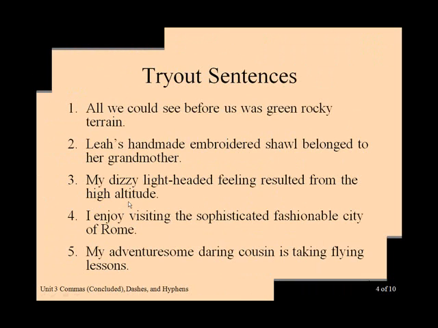Let's do some sentences. All we could see before us was green, rocky terrain. What kind of terrain? Terrain's my noun. Is green and rocky, rocky and green, so we put a comma. Lee's homemade, embroidered shawl belonged to her grandmother. What kind of shawl? Homemade and embroidered, embroidered and homemade, so we put a comma.